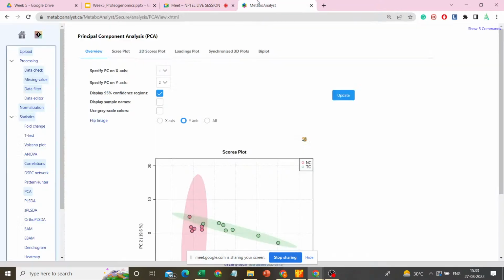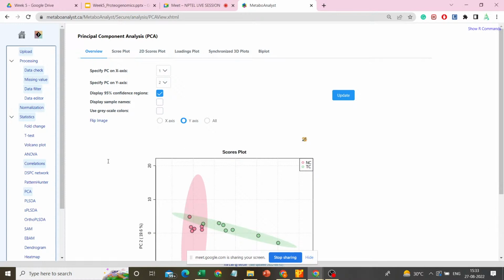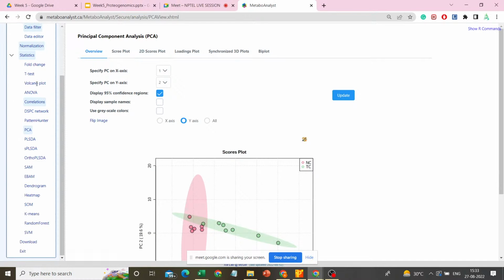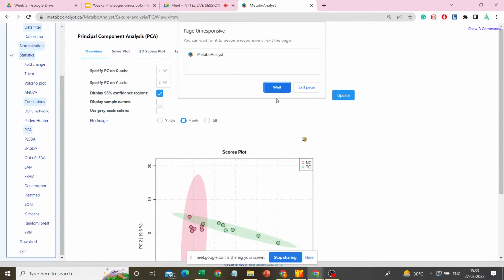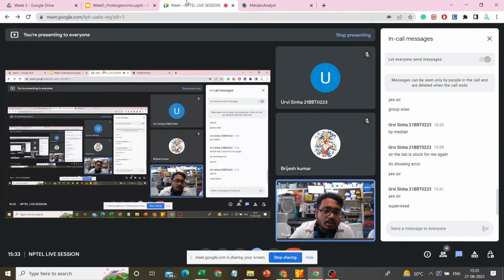Okay, this is a PCA plot. Okay, so now today we will go, I think you have, the previous week we had looked at the volcano plot, remember?